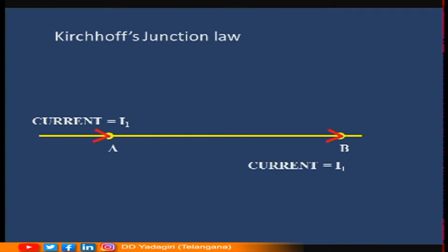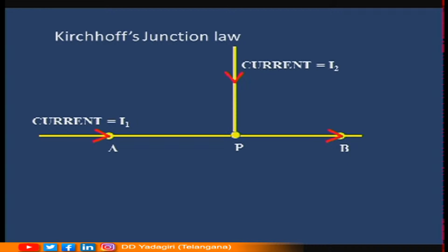Now, let us say there is another wire which is connected to this wire at point P, and the current flowing in the second wire is I2. The current at B now will be equal to I1 plus I2. This is based on conservation of electric charge.